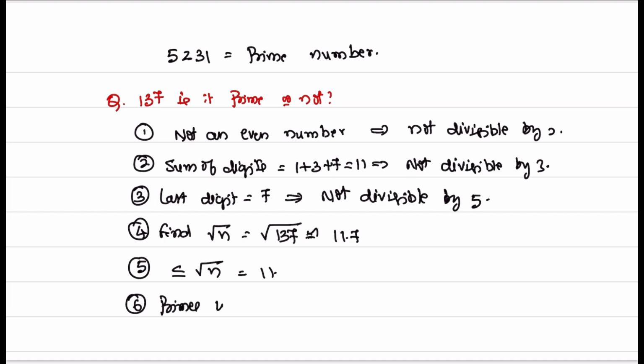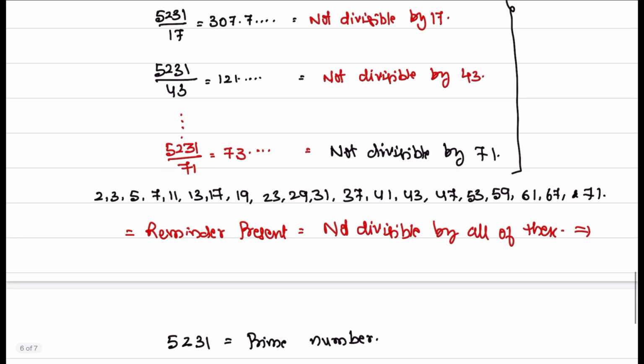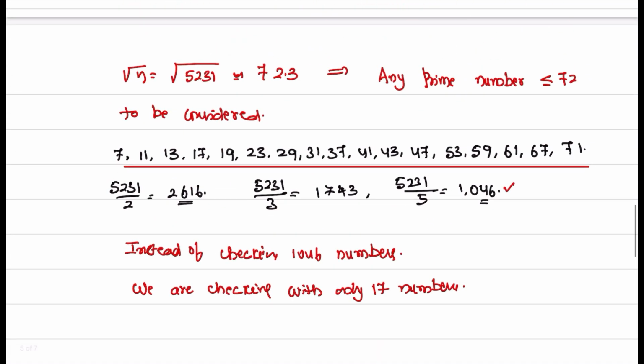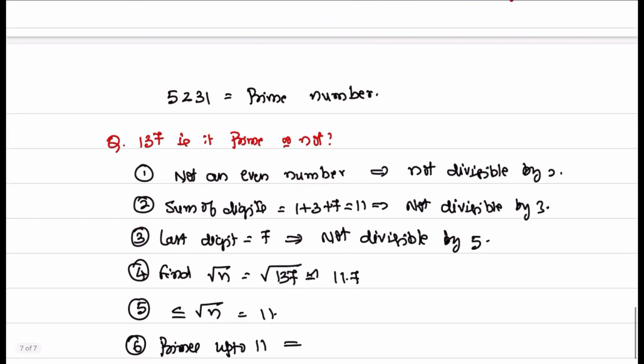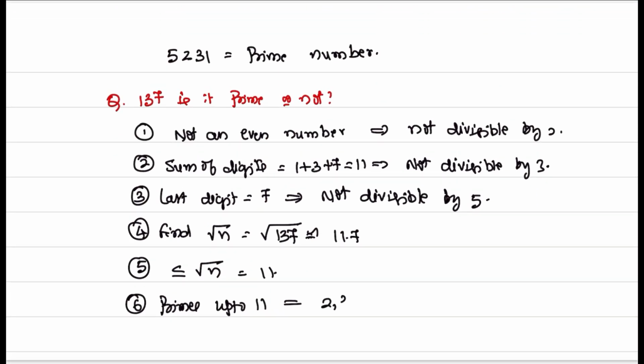What are the primes up to 11? Just now we have noted down 2, 3, 5, 7, 11. We have already found out 2, 3, 5. It is not divisible. We have to find out only two numbers, 7 and 11. Let us find out here.